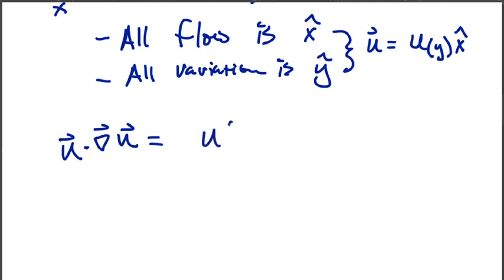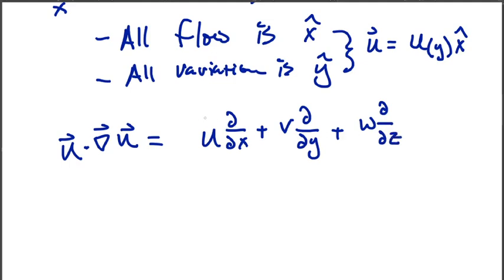So this is u d/dx plus v d/dy plus w d/dz on our u vector. Well, we know that there's no w, there's no vertical flows.